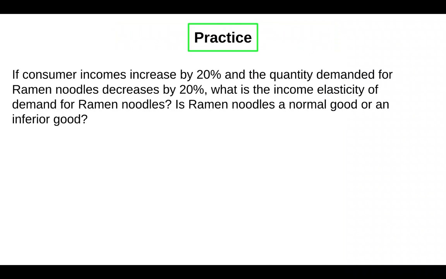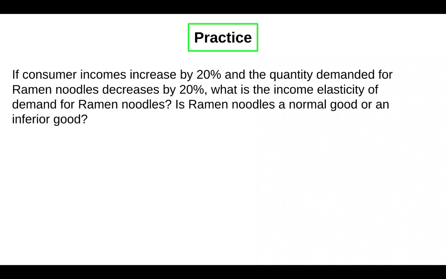All right, one practice here to wrap up this video. If consumer incomes increase by 20% and the quantity demanded for ramen noodles decreases by 20%, what is the income elasticity of demand for ramen noodles? Is ramen noodles a normal good or an inferior good? So pause the video and see what you come up with.